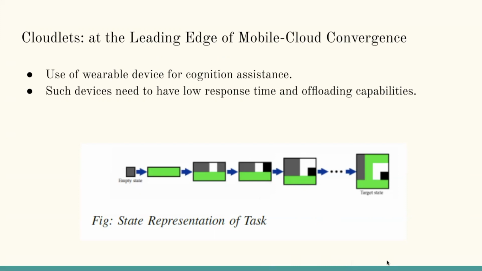A simple example of how cognition assistance will look like when solving a task is given in the figure below. In this task, what we have is a state representation of the associated task, where we go from the left-hand side to the right-hand side. And this task requires us to assemble some stacks. Next.